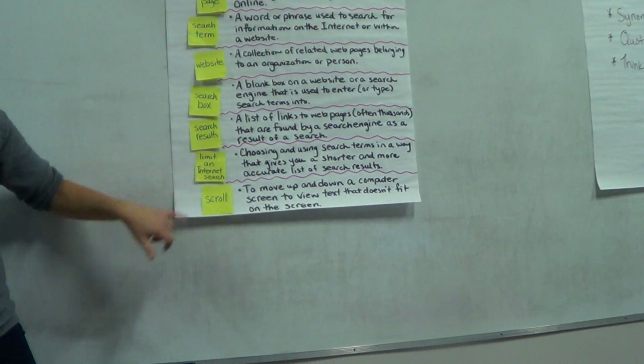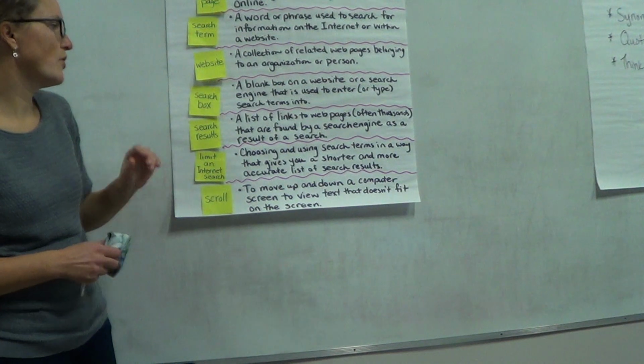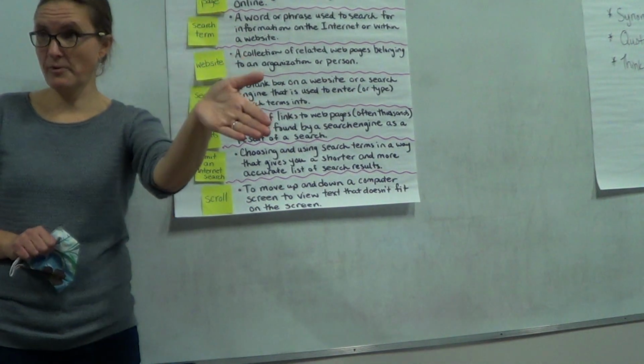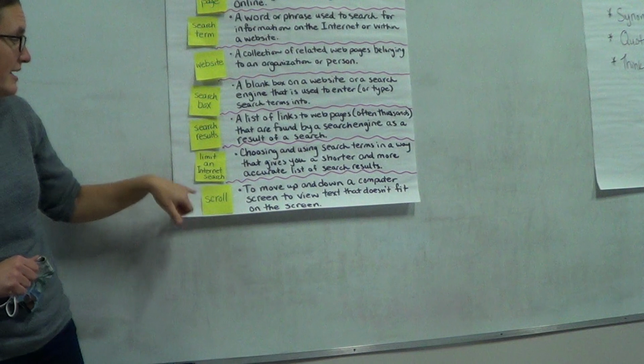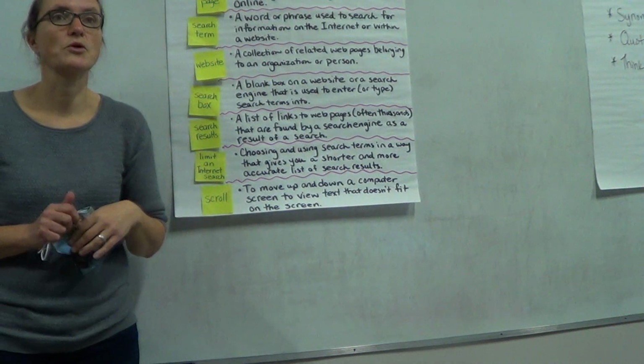Limit an internet search, that's choosing search terms in a way that gives you a shorter and more accurate list of search results. So that's what we were practicing just now when we were looking. And scroll, to move up and down on your computer screen. So we do a lot of scrolling.